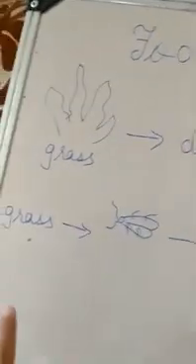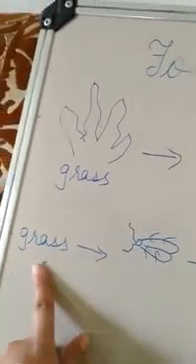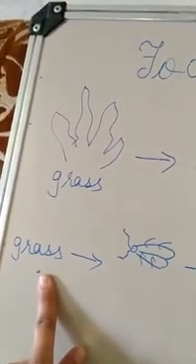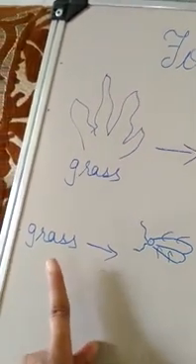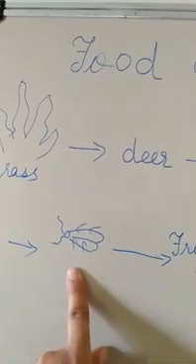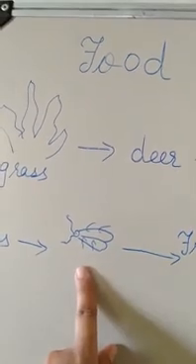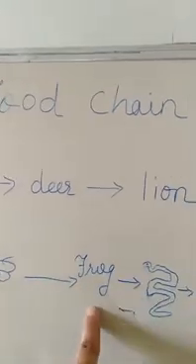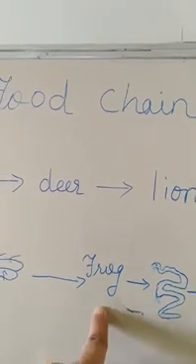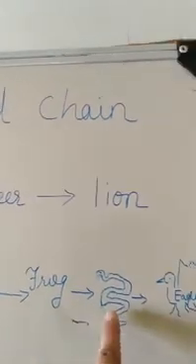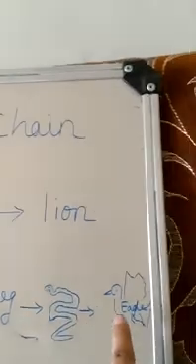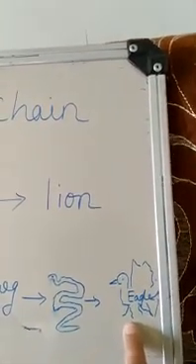One more food chain I will explain to you over here, that is the grass. The grass is a producer. It prepares its food in the presence of sunlight. The grass is eaten away by herbivores like grasshopper. The grasshopper eats the grass, and the grasshopper is eaten away by a carnivore like frog. And the frog is eaten away by a snake, that is a large carnivore. And the snake is eaten away by an eagle, that is a top carnivore.